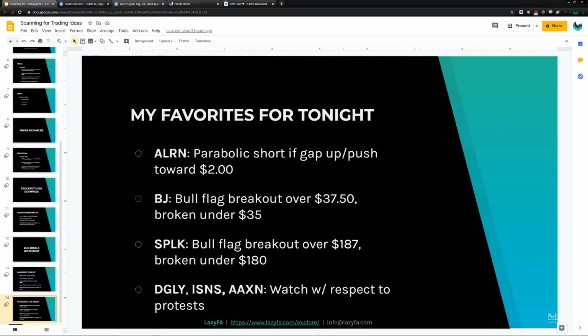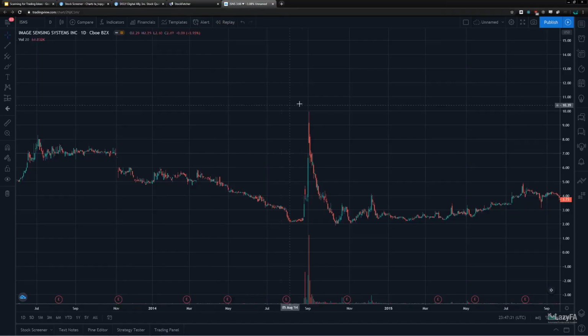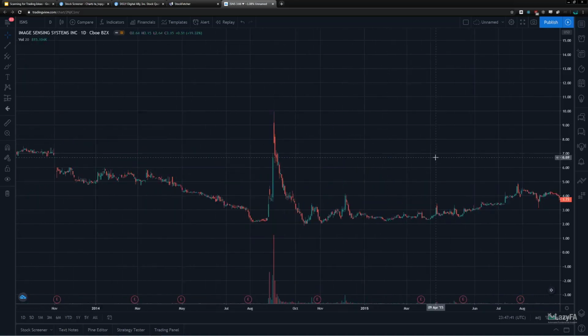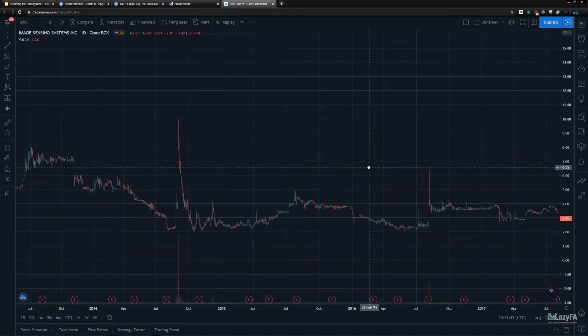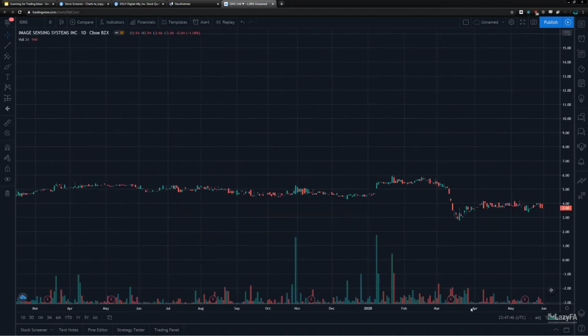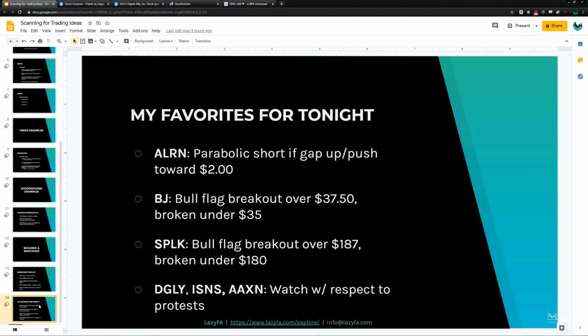And then AAXN, they make tasers. So all of these companies, DGLY, ISNS, and Axon, they're all involved in the crowd control, police and law enforcement, or protest sort of market. So those ones are all going to be on watch given the current situation with these protests. So I think that's it. Yes, that is the last slide.